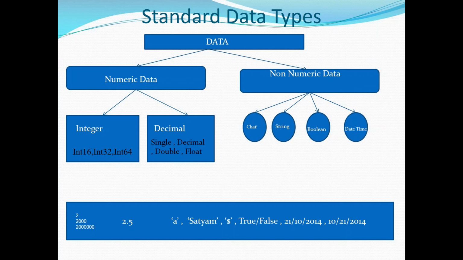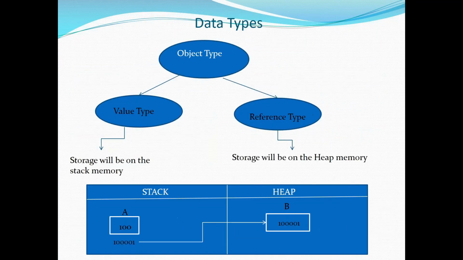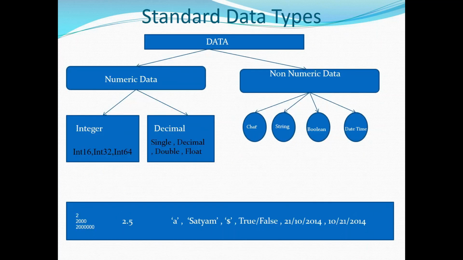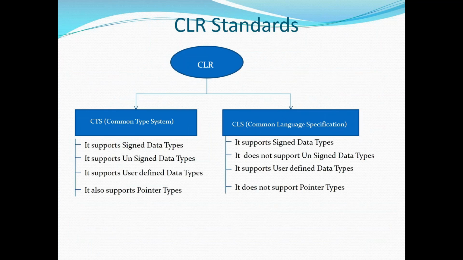Okay. So this is something about your standard data types. We have seen what value type and reference type are. We also have seen the memory management inside every device. Then we have discussed stack and heap, the difference between stack and heap, and we also have seen the different standard data types available in C#. And next one is CLR standards, common language runtime.